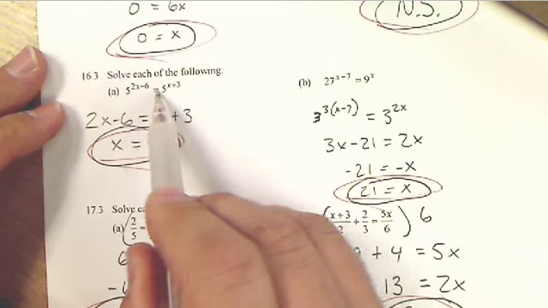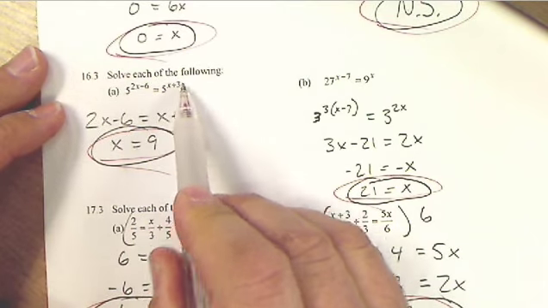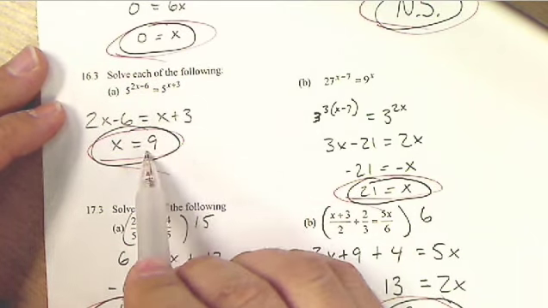Hey, look, the bases are the same. If the bases are the same, then the exponents must be the same. So I just put the exponents equal to each other and solve.